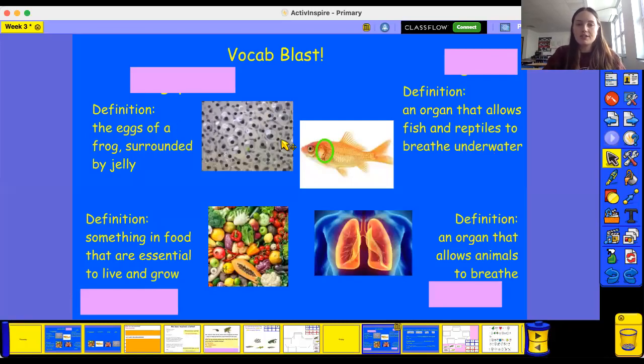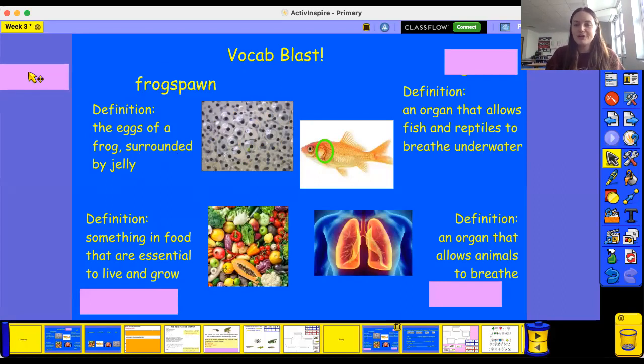Let's start off with this one. What is this a picture of? They are eggs of a frog surrounded by jelly. But what do we call the eggs of a frog? Fantastic, well remembered, it's frog spawn. And now I've got a picture of a fish and I've circled the area of the fish that I'm thinking about. It's got these things on it that help it to breathe underwater. What are those things called? Gills, well done.